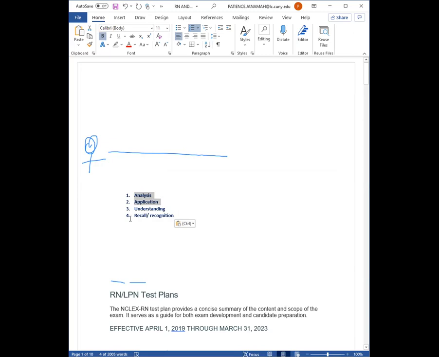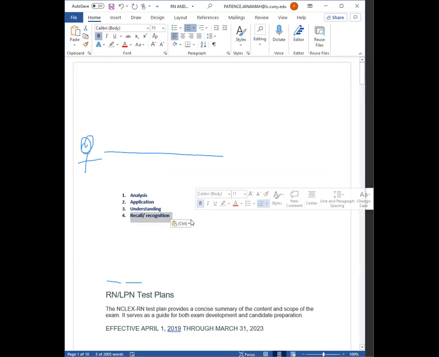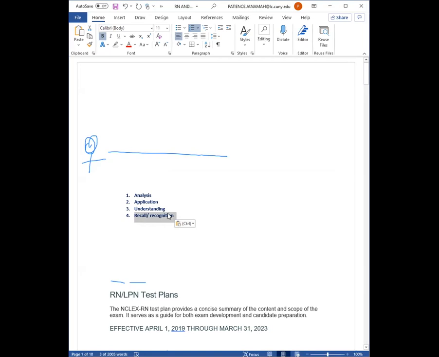So if you are only getting questions under recall, forget it. They are just asking you straight from the book, anatomy and physiology. They ask you what is the first symptom of congestive heart failure, and you say shortness of breath. That's a recall question.